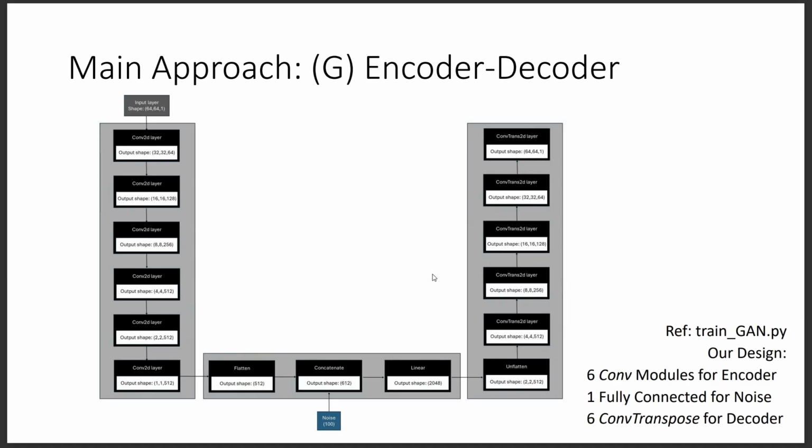The first one is the encoder-decoder structure. Please reference the traingn.py on the GitHub to see our implementation. Our design consists of 6 convolution modules for the encoder, 1 fully connected layer for the noise concatenation, and also 6 convolution transpose for the decoder.